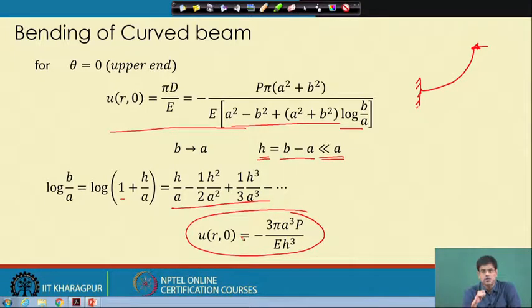So in a sense, what we have shown here is that this is an elasticity solution and this is the strength of material solution. So the elasticity solution for a special case can be considered as the strength of material solution. This elasticity approach gives you a more refined solution, whereas the strength of material solution in general gives a more coarse or approximate solution, but the elasticity solution gives you a finer, more detailed solution of the problem.